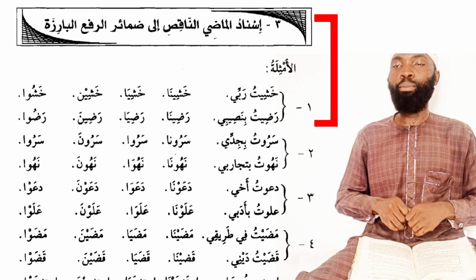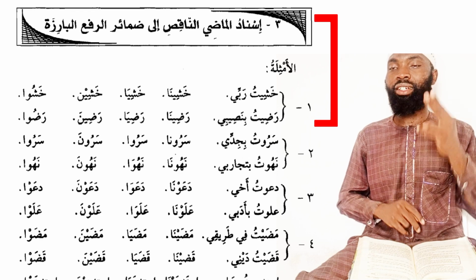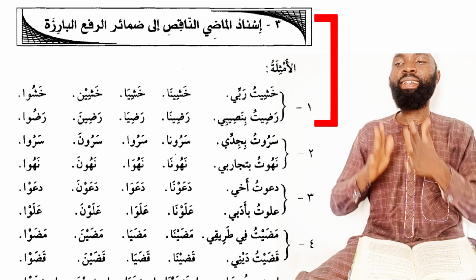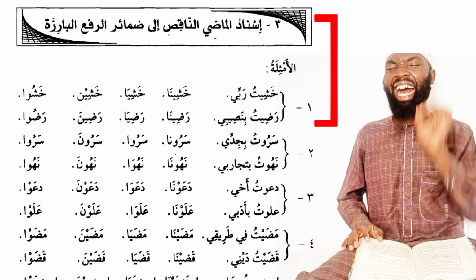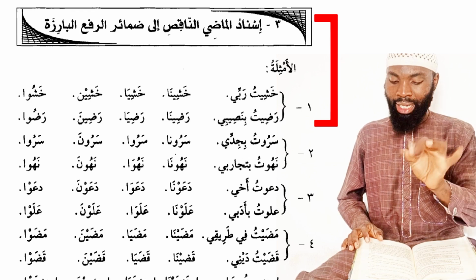If you look at the formation of these two words, Khoshiya and Radiya, you will see that they follow the same pattern. All you need to do is to simply add the pronoun to them.